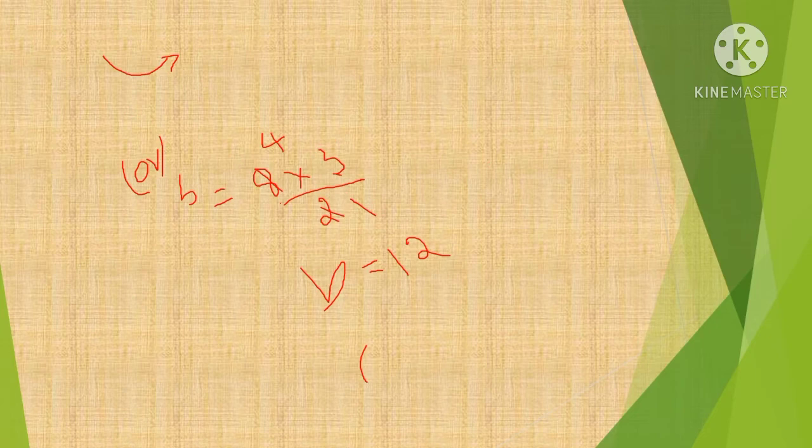So let's see the next problem. 2b divided by 3 minus 5 is equal to 3. So bring this minus 5 to the right hand side, so it becomes plus 5. So 2b divided by 3 is equal to 3 plus 5. 3 plus 5, what is the answer? 8. So 2b divided by 3 is equal to 8.